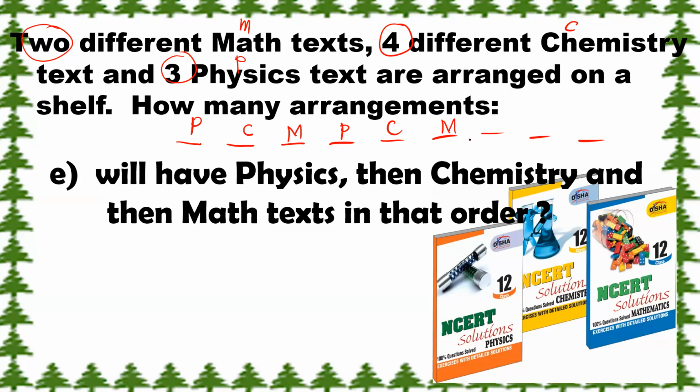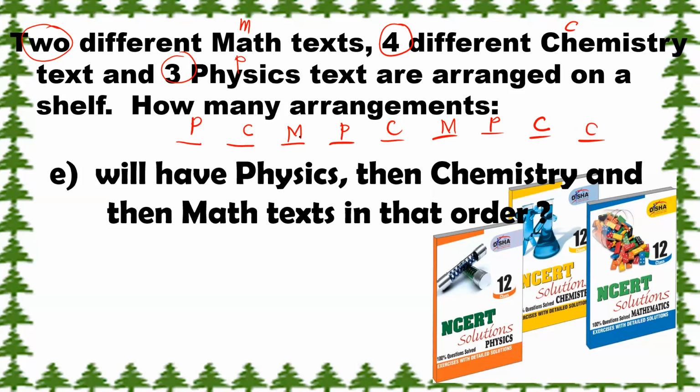Baka sumobra ako sa bilang, ha? Sunod, ano nang sunod? Physics pa rin, kasi 3 yung physics. Physics, then chem. May math pa ba tayo? Wala na po. So ano na lang natitira kong book? Physics 1, 2, 3. Chem po.